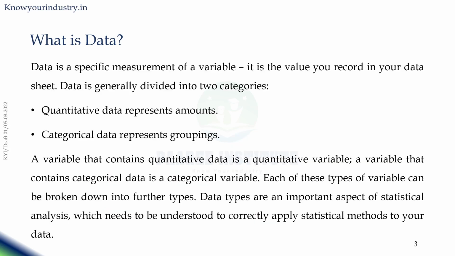What is the definition of data? Data is a specific measurement of a variable, and it is the value you record in your data sheet. Data is generally divided into two categories which we have already seen in the previous slide: quantitative data, which represents amounts, and categorical data, which represents groupings. A variable that contains quantitative data is a quantitative variable, and a variable that contains categorical data is a categorical variable. Each of these types of variable can be broken into further types.